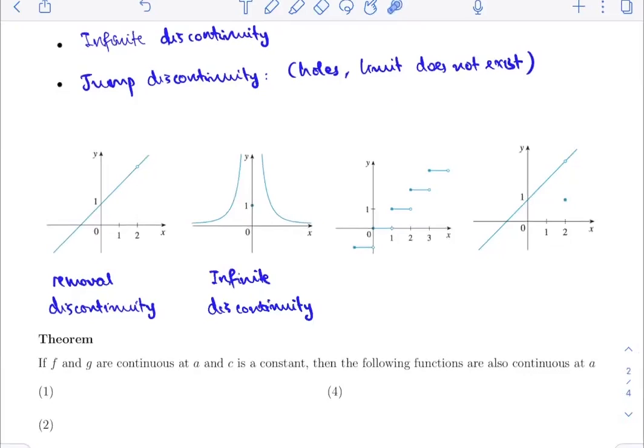In the third graph, the type of discontinuity is the jump discontinuity because you can see there are holes, but at the same time, the limit at the point of consideration does not exist. For example, the function is not continuous at x equal to 0, and the discontinuity is a jump because the left-hand limit does not equal the right-hand limit. So I conclude this is the jump discontinuity.